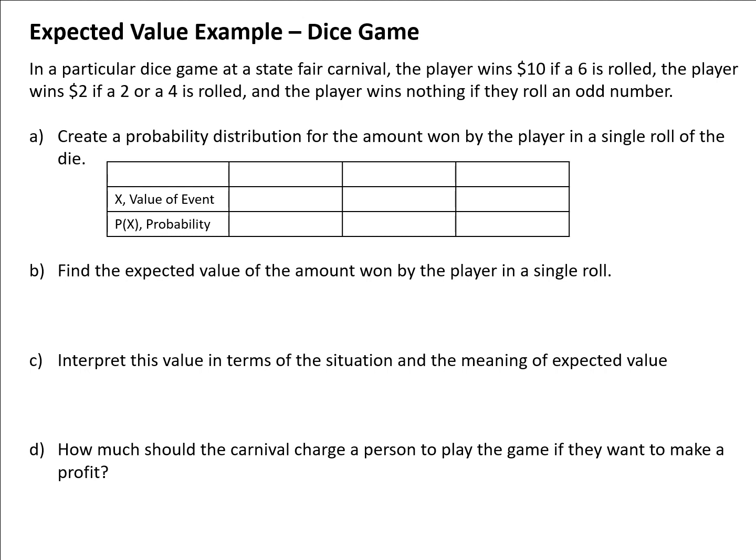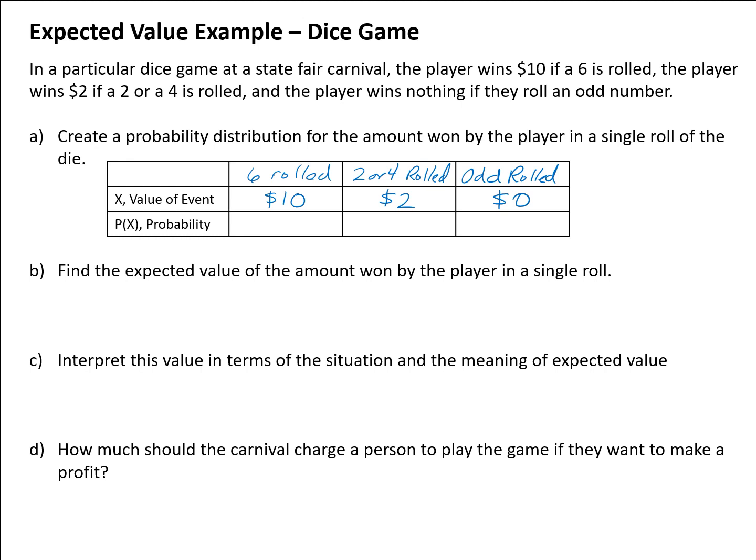To organize ourselves before we find the expected value, let's create a probability distribution for the amount won by a player in a single roll of that 6-sided die. Now, there's really three things happening here. The first situation is that they win $10 if a 6 is rolled. The other scenario is that if a 2 or a 4 is rolled, they win $2. And then if an odd number is rolled, they win nothing, $0.